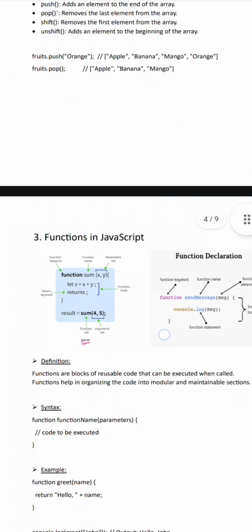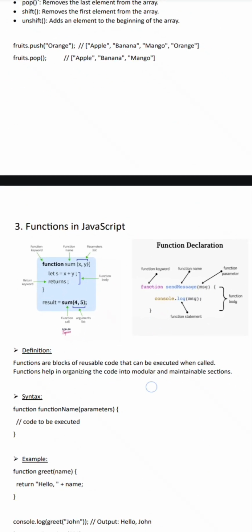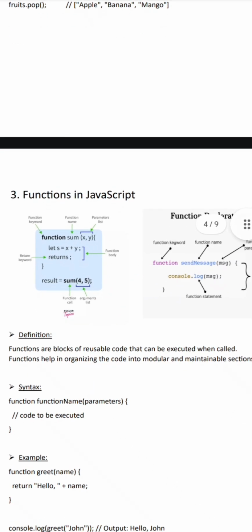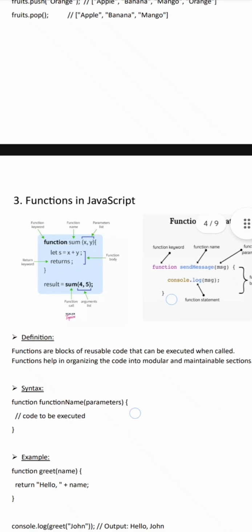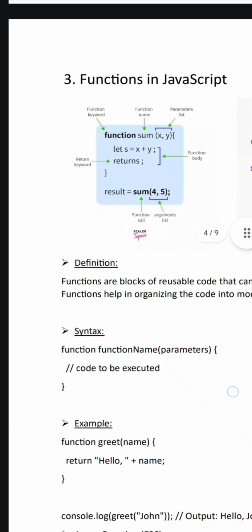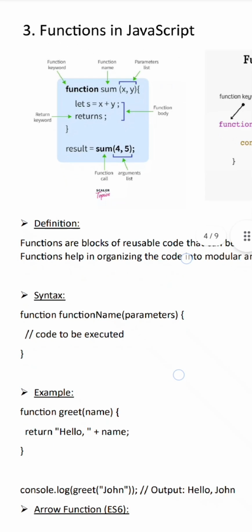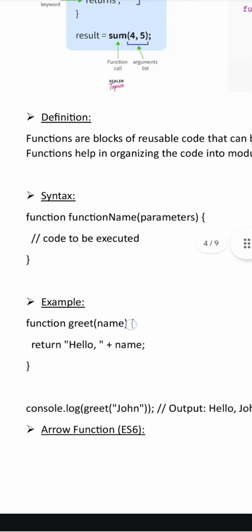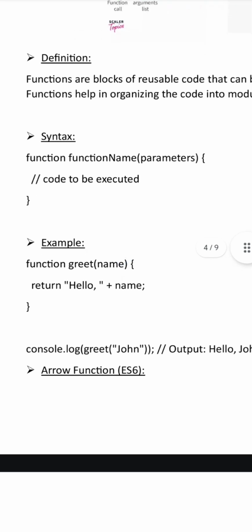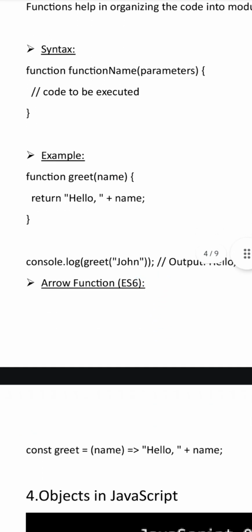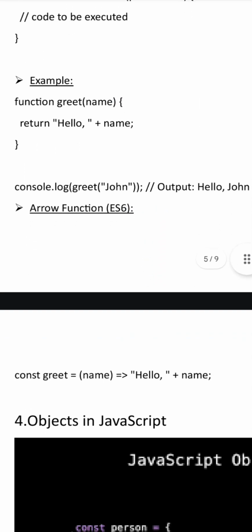Third one is functions. Functions are blocks of reusable code that can be executed when called. These help in organizing the code into modular and maintainable sections. The syntax of a function is the function keyword, followed by the function name, the parameters, and the code to be executed. Here is the example for a function greet. Here we are adding hello and name together. Down below, by using console.log, we are calling the function greet to print hello John.